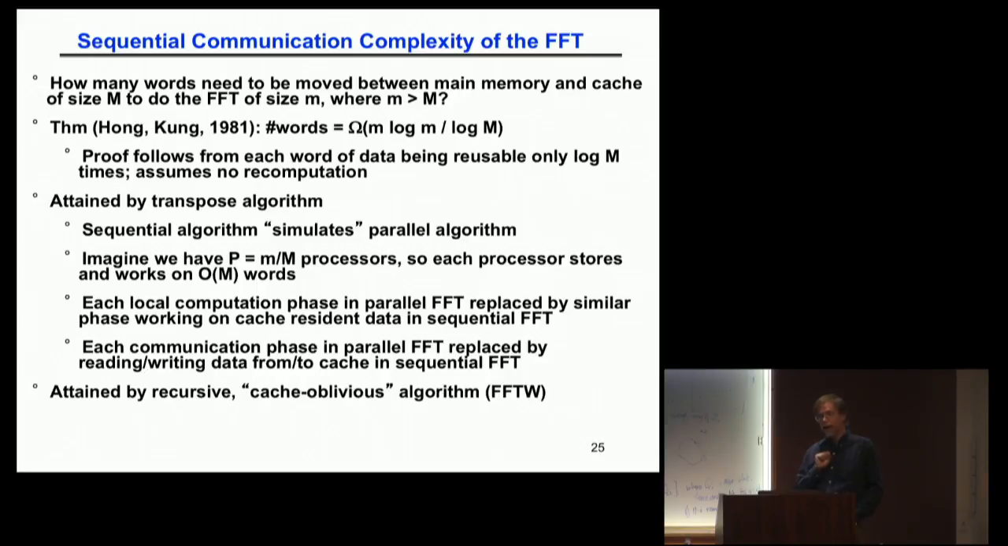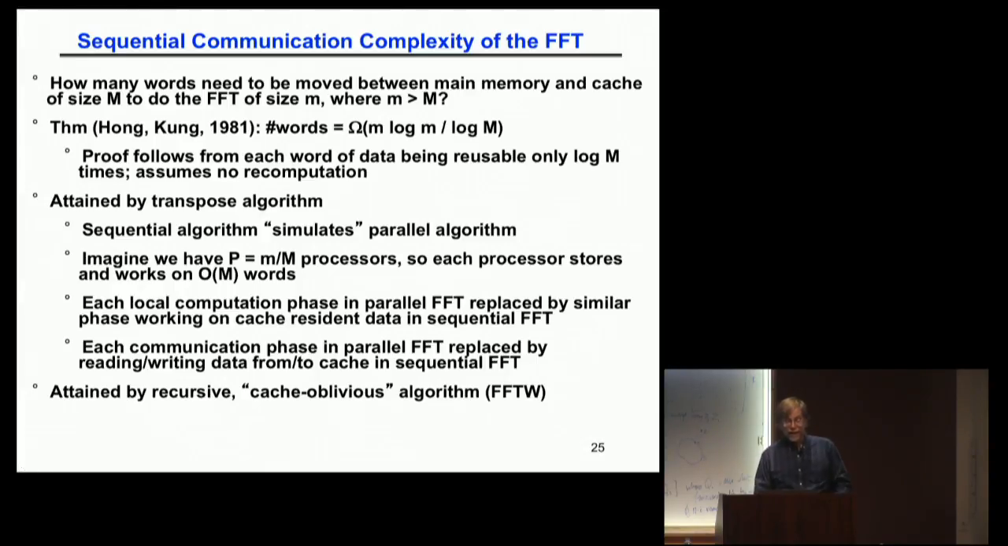It's only a log m, capital M in the denominator. In contrast, remember, matrix multiply was capital M to the 1/2, and there were big speedups. That was part of homework 1. There's some benefit here, but it's not nearly as much. But that's the lower bound. And this is actually attained by that algorithm I just showed you, where you do this transpose in the middle.